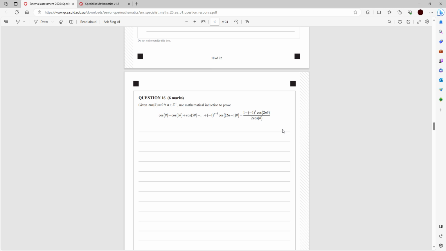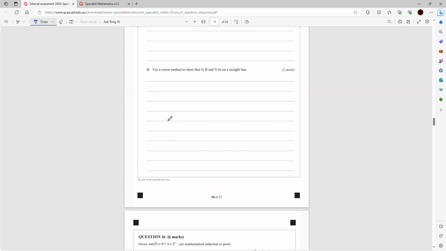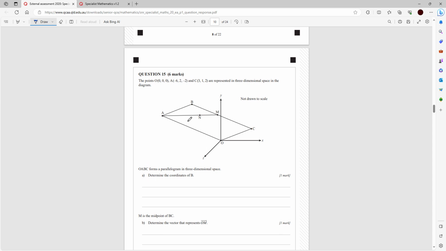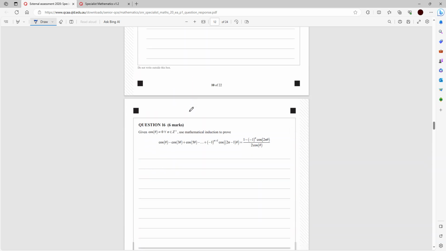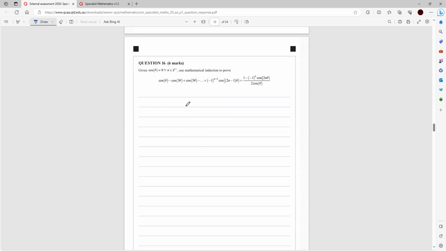In today's video we're going to be doing part 2 to the Specialist External Exam Short Response Paper 1 for 2020. So in the last video we just finished up this question here with the vectors, and now I'll be continuing on to question 16, which is a proof by induction. Oh my gosh, that looks very fun. Let's see how you do it.